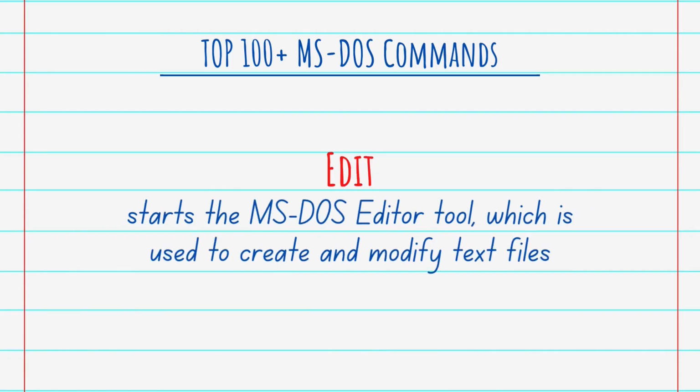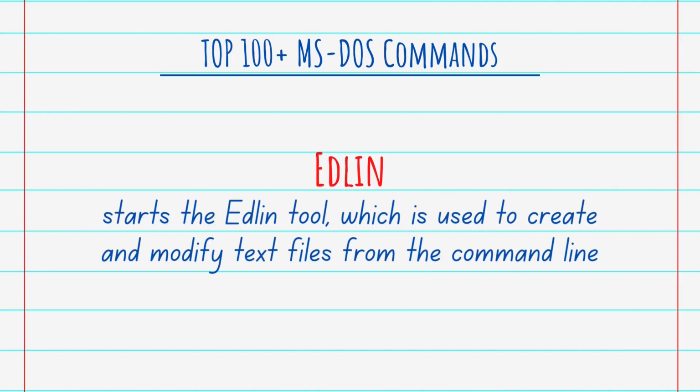Okay, next is edit. The edit command starts the MS-DOS Editor tool, which is used to create and modify text files. Okay, next is edlin. The edlin command starts the Edlin tool, which is used to create and modify text files from the command line. Edlin was only available up to MS-DOS 5.0, so unless your version of MS-DOS 6.22 was upgraded from 5.0, you likely won't see the edlin command.